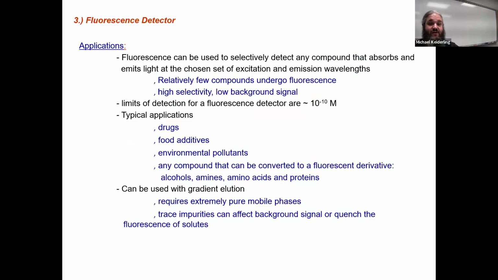This is typically used for drugs, food additives, certain environmental pollutants, and any compound that can be converted into a fluorescent derivative, like alcohols, amines, amino acids, and proteins; you can tag them. And it can be used with gradient elution, but it does require extremely pure mobile phases because trace impurities can affect the background signal or quench the fluorescence.